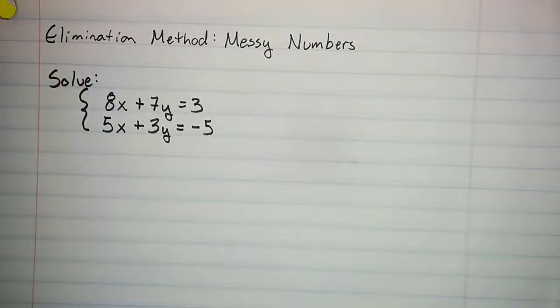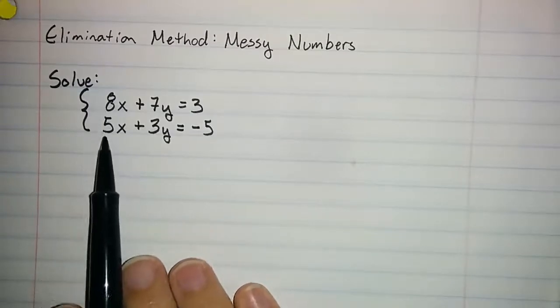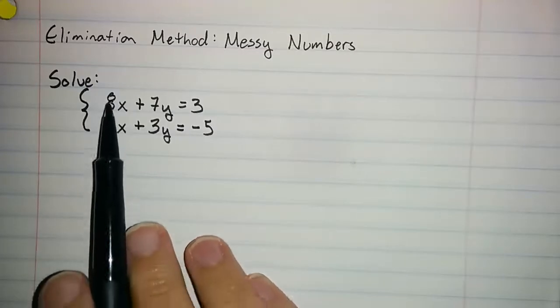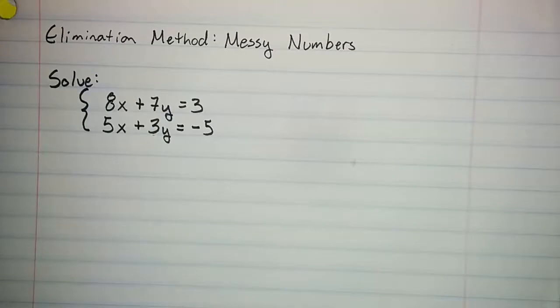Sometimes when we go to use the elimination method, we see numbers that just don't do anything nice for us. Not only is neither of 8 and 5 a multiple of the other, they don't have a nice common multiple. Neither do 7 and 3. Fortunately, with the elimination method, there is a way to choose values to multiply by that will always work.